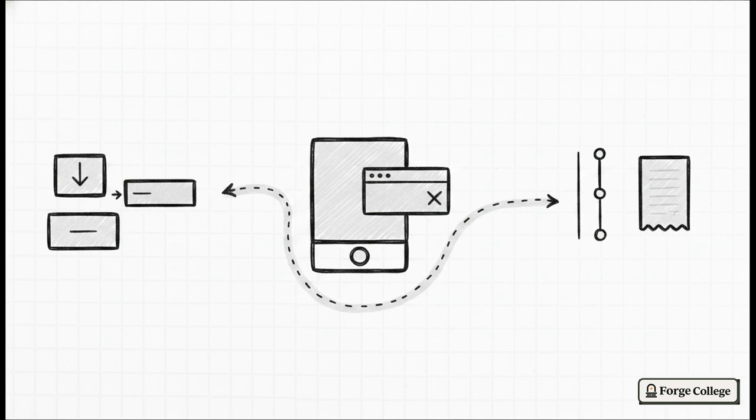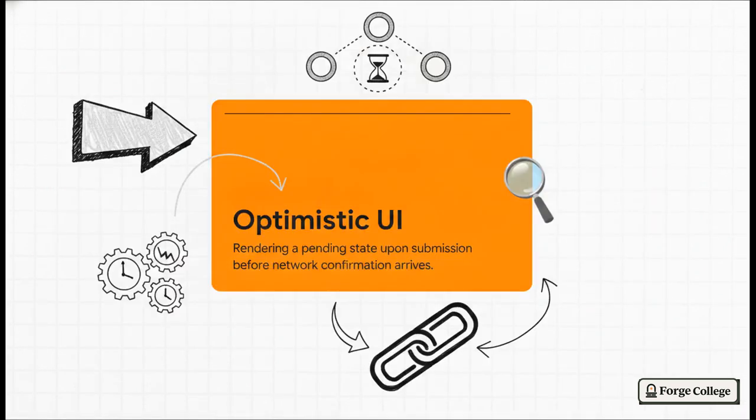is never, ever dropped. To make this swap feel lightning fast, we use a real game changer called Optimistic UI. This means instantly rendering a pending state in the interface immediately upon submission, using a temporary identifier before the actual network confirmation even arrives. So why do we do this? Because user psychology absolutely demands it. It keeps the user calm.